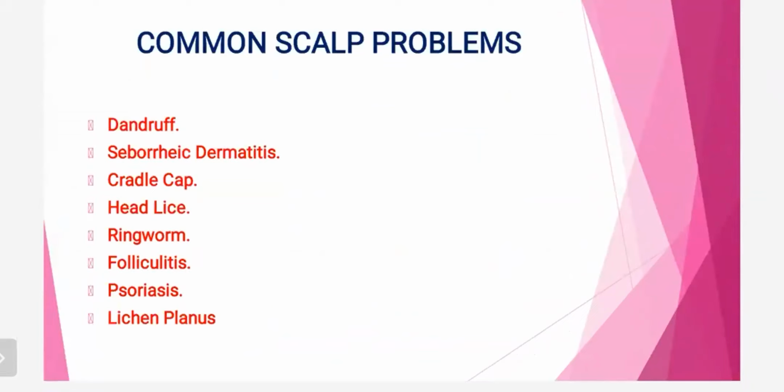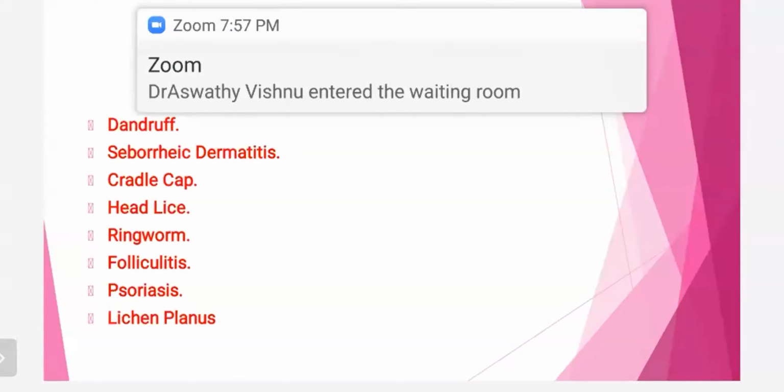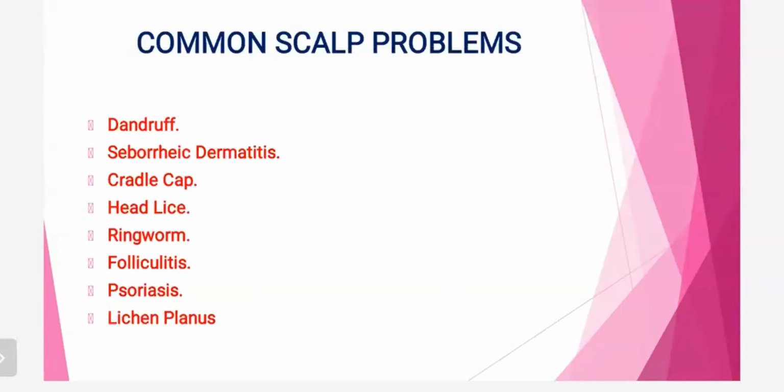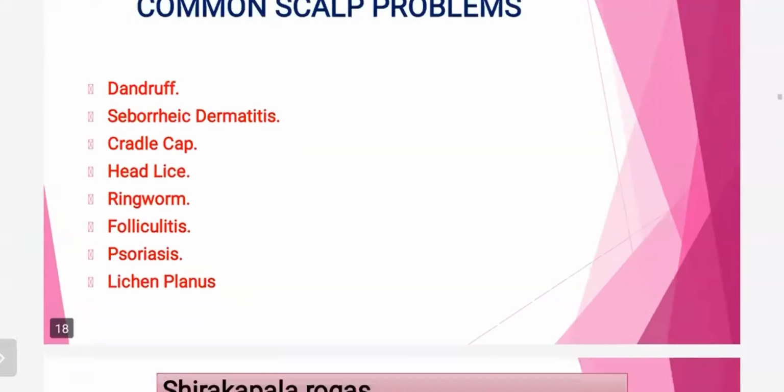psoriasis, lichen planus. So it is essential to know that all the skin diseases will also affect the skin of the scalp because of its particular features, and some diseases which manifest on the scalp will show greater clinical features when compared to other parts of the body, because the scalp has thick hair and numerous sebaceous glands.